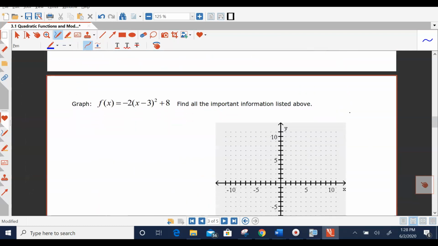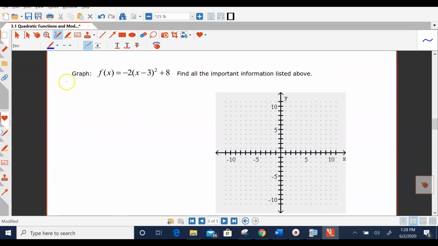So let's look at the next one. Okay. First thing I want you to tell me is, how does this guy open? Up or down? Well, it's based off of that leading coefficient, and since that guy is negative, I know it's going to open down, and I know the vertex is a maximum. Okay, let's work on finding another important piece of information from this equation. Let's actually find the vertex.